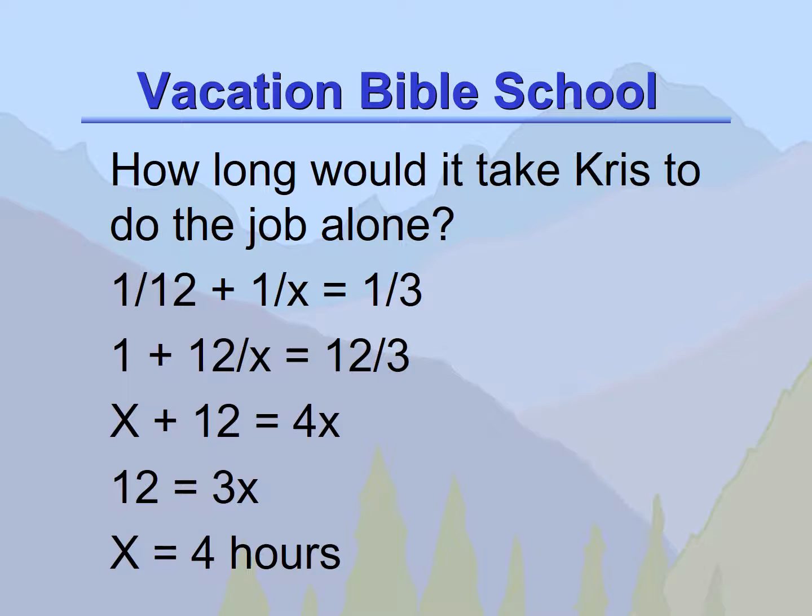So then we're going to kill this denominator, which is an x. So we'll multiply everything by x. We'll multiply 1 by x to get x. We'll multiply 12 over x by x to get 12. And then, remember 12 over 3 was 4, so we'll multiply 4 by x to get 4x. We'll subtract x from both sides, and now we have 12 equals 3x, which means x is equal to 4 hours, which means Chris, if he was working by himself, would have taken 4 hours to get VBS ready.